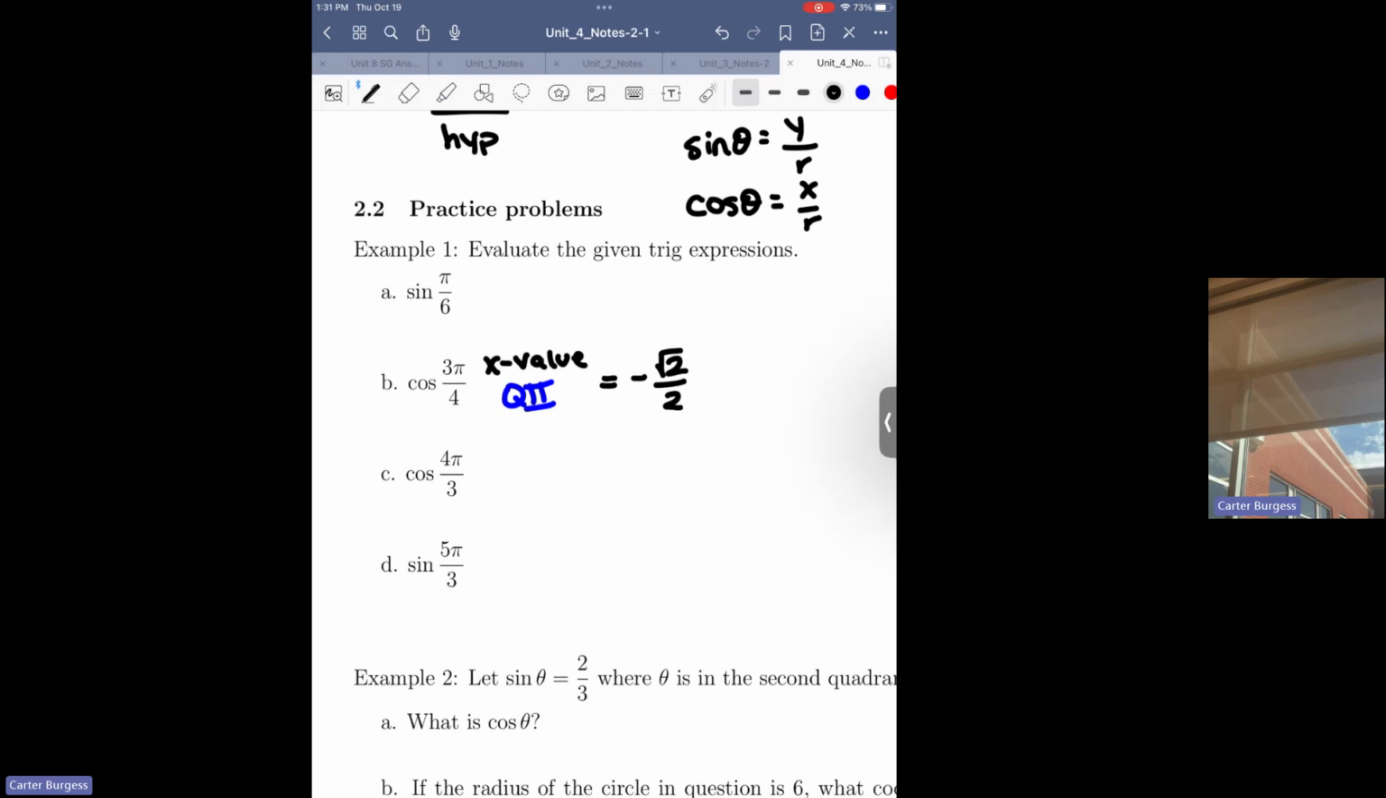X for pi over 3. Yeah, I think that should be reversed. Yeah.